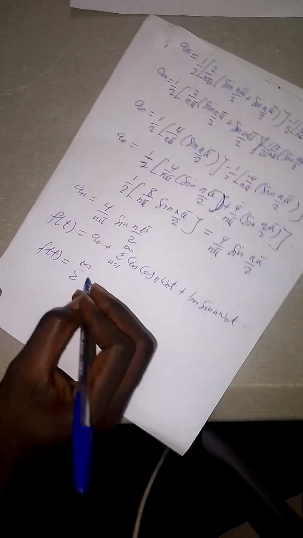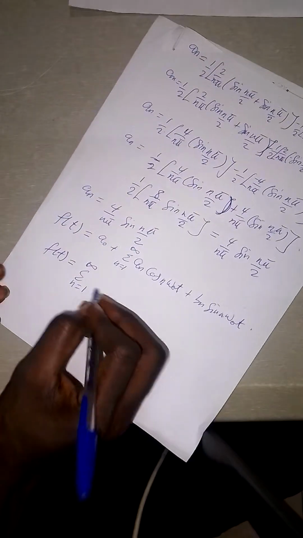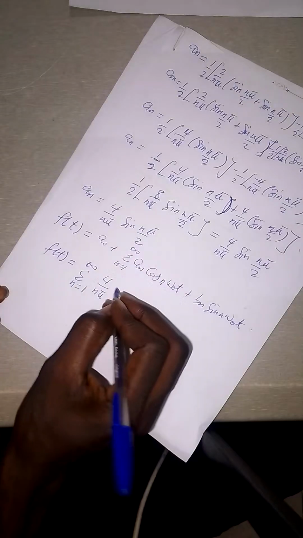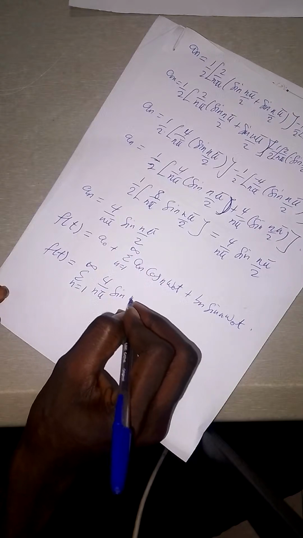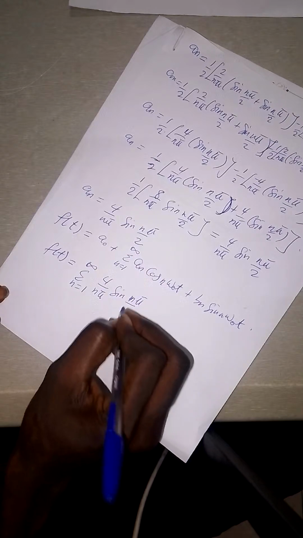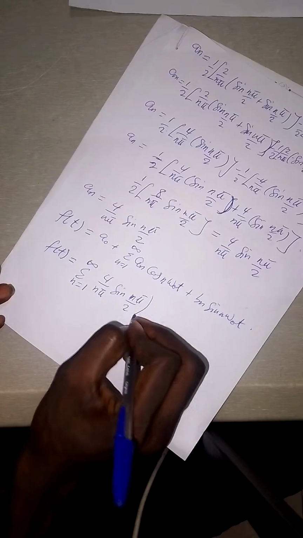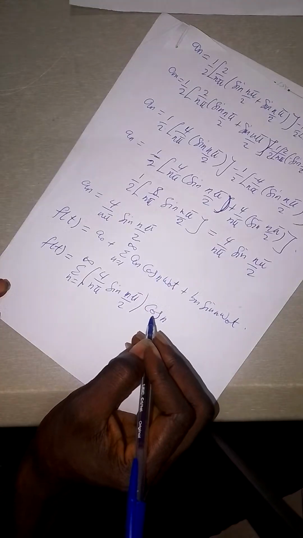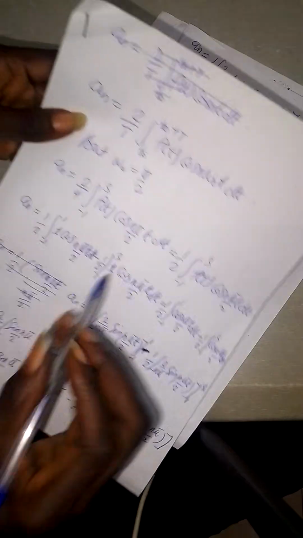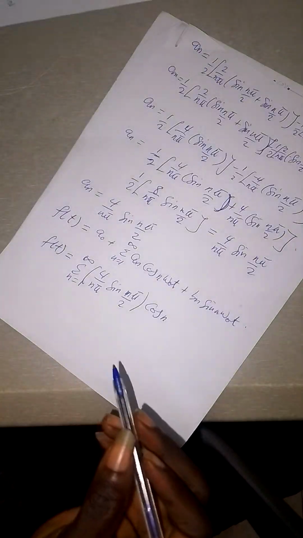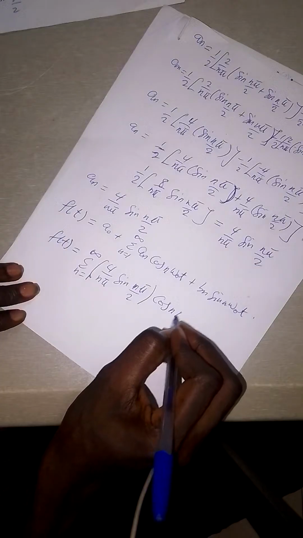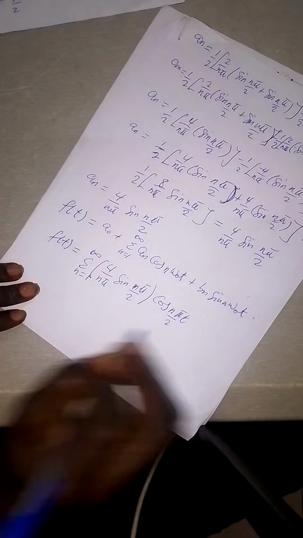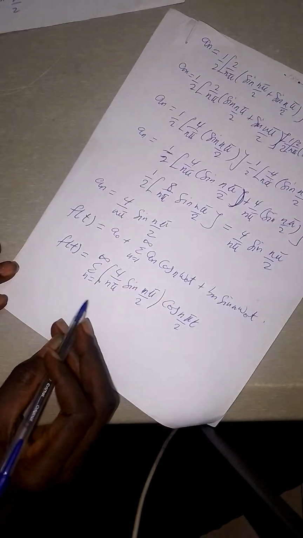I hope you can see. So here n equals 1 to infinity of this function, which we got, 4 over n pi into sine n pi over 2, into cos n omega naught t. We got omega naught to be pi on 2. So n pi on 2, and then here is t. So this is what we have.